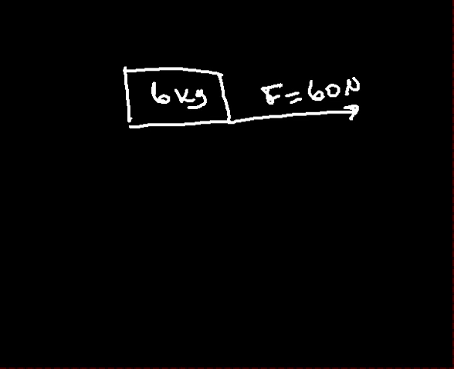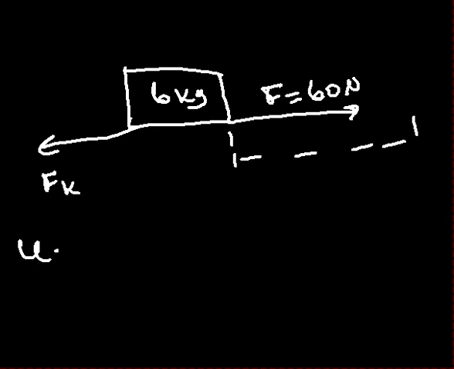Now let's say we have the friction force that opposes the motion, and since the object is in motion, the friction force will be the kinetic friction force. In this case, what is the acceleration of the object if the coefficient of kinetic friction is given as 0.2? What do you think the acceleration of the object will be?